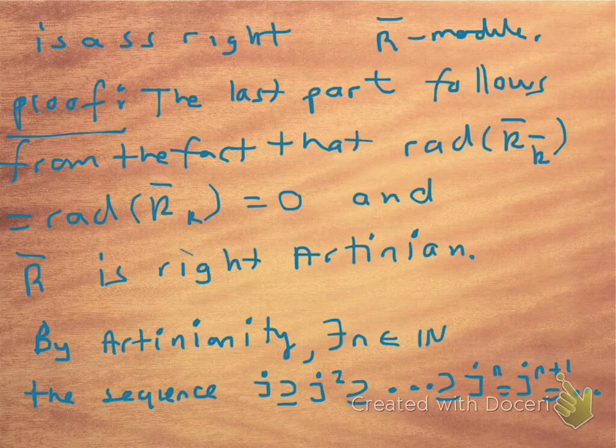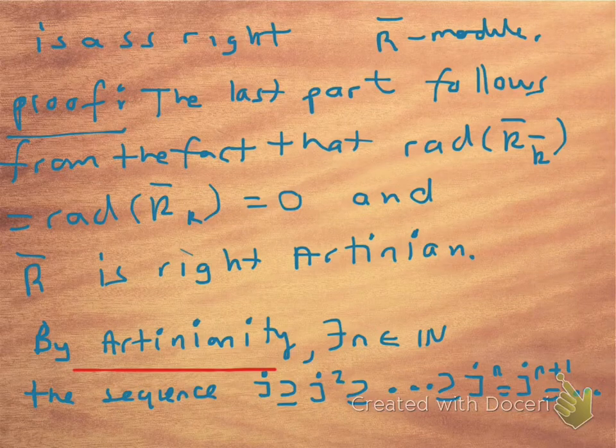R bar now has zero Jacobson radical. It's very easy to see by correspondence. And since R is right Artinian, so is R bar. Therefore, R bar is a ring with zero Jacobson radical and it's right Artinian. So it is a semisimple right R bar module. As for the nilpotence of the Jacobson radical, first note that the powers of the Jacobson radical form a decreasing sequence which must stop at some point, say n, by the Artinianity of the ring.